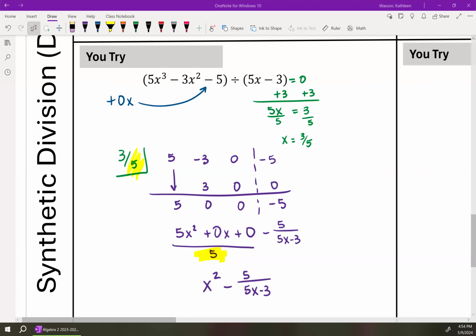So I have 5x squared plus 0x plus 0 and minus 5 over 5x minus 3. Because the number on the shelf was a fraction, I simplified my polynomial, but not the remainder, by dividing by the denominator. So this polynomial answer can be written as x squared minus 5 over 5x minus 3.